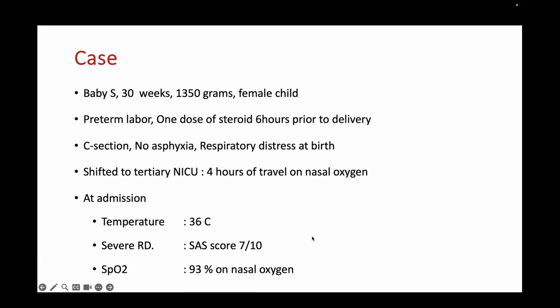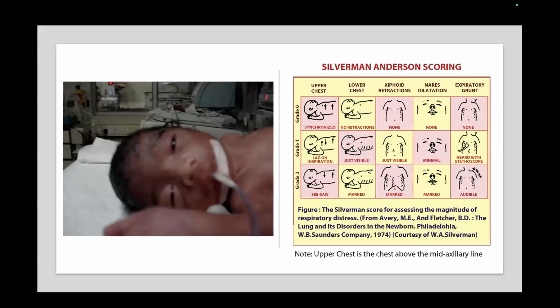Here, the respiratory distress was assessed using Silverman-Anderson score, which is a reflection of functional residual capacity of the lung. The more the score, the lower is the FRC, and more the work of breathing. So we will see how to assess the severity of respiratory distress using Silverman-Anderson score.